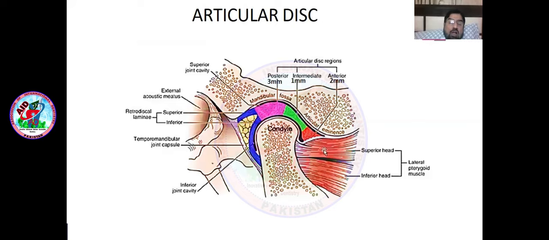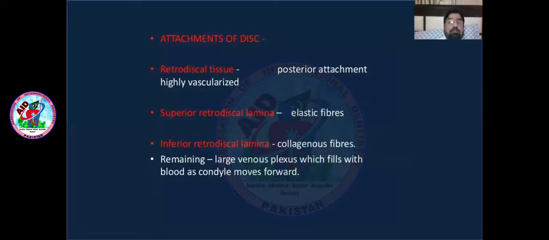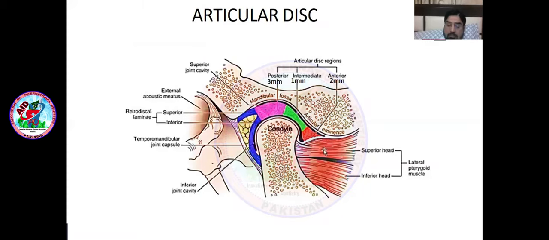Now coming to the posterior portion of the slide, you see, just at the level of yellow, these blue areas, two blue areas on the posterior side. One is superior, one is inferior. And these two are the retrodiscal laminae. These are the laminae which are attached to the posterior articular disc region. The inferior retrodiscal lamina gives attachment to the neck of the condyle, but the superior gives its attachment to the posterior aspect of the temporal fossa. And that is how the disc is attached to the skull.